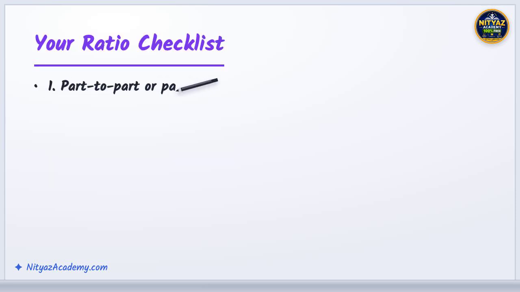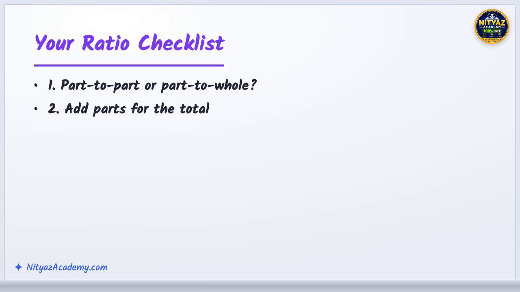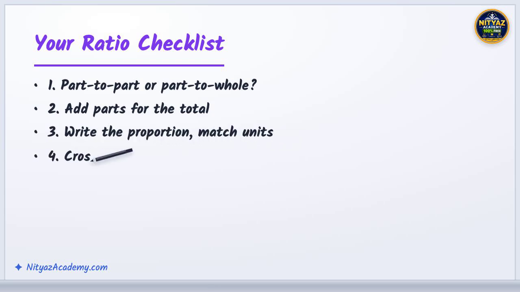Here's your checklist for test day. 1. Decide if it's part-to-part or part-to-whole. 2. Add the parts when you need a total. 3. Write the proportion with matching units top and bottom. 4. Cross-multiply and solve. And remember, Desmos can divide for you, but setting up the ratio correctly is the real skill. Practice the setup until it's automatic.